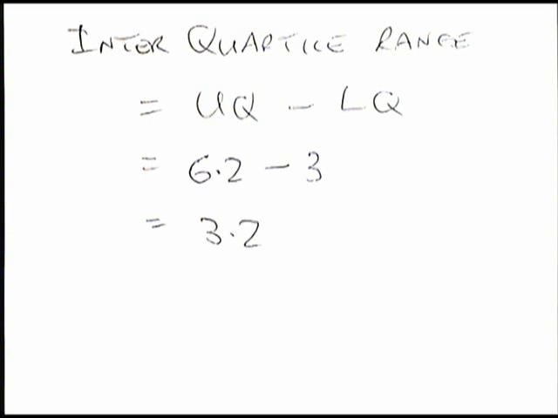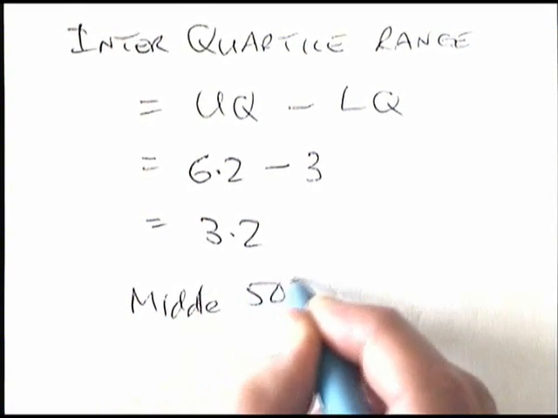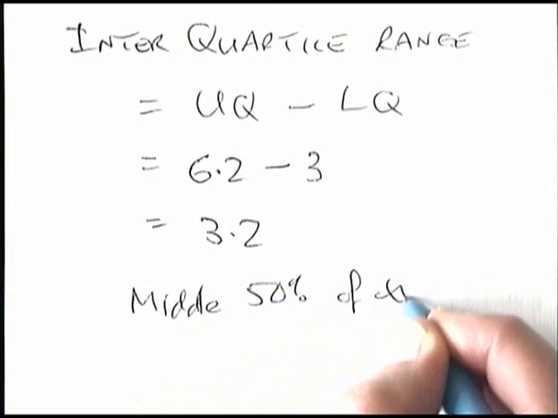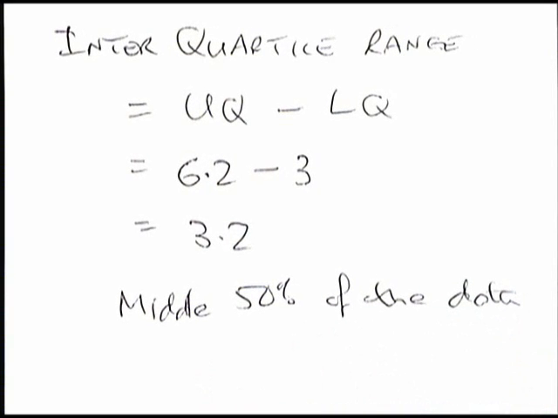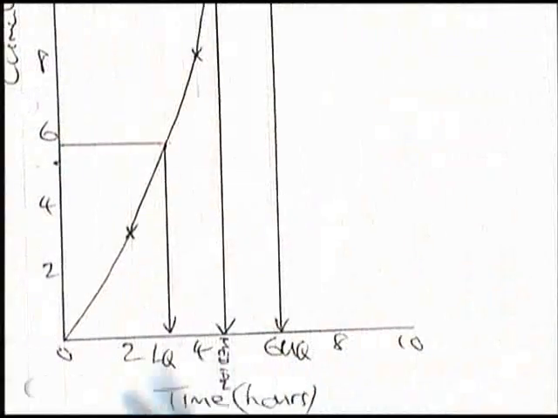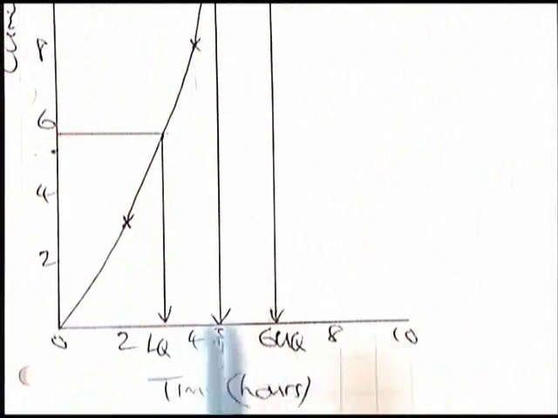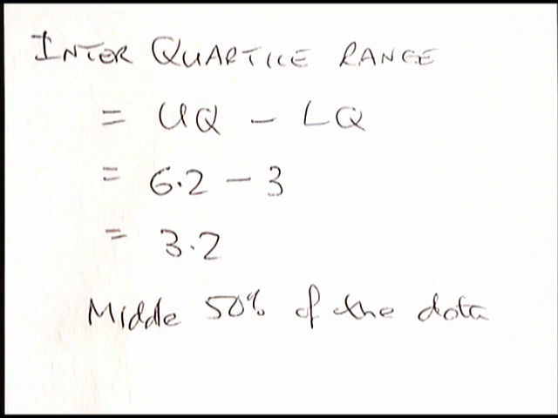And the important thing to know about the interquartile range is that the middle 50% of the data lies in your interquartile range between your upper and lower quartile. So if we can make sure that is written down, and this actually means that the middle 50% of the times were between 3 and 6.2 hours. And when you've got to that point in a question, you've pretty much finished that question.